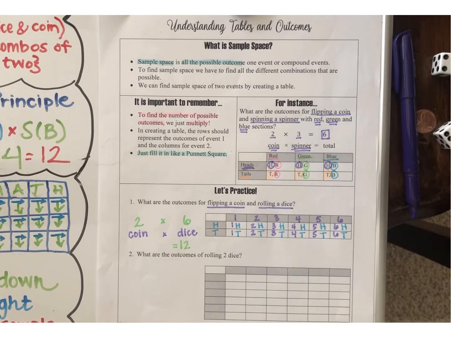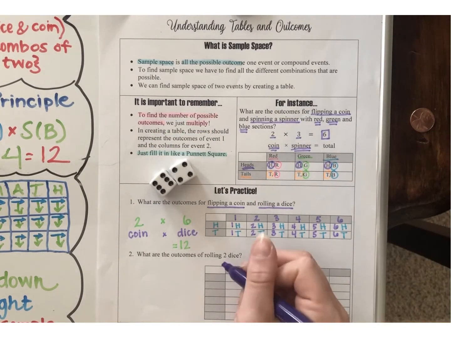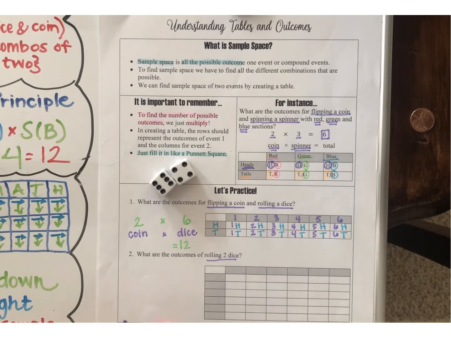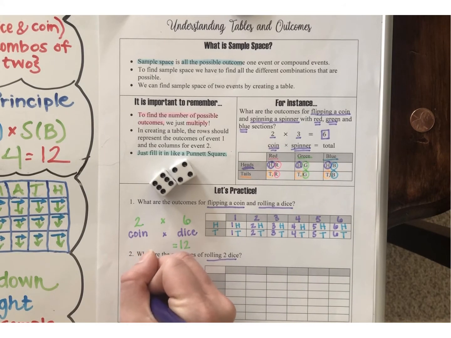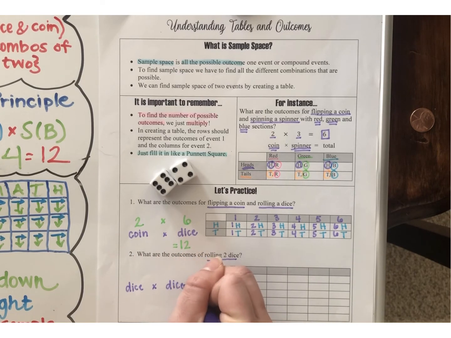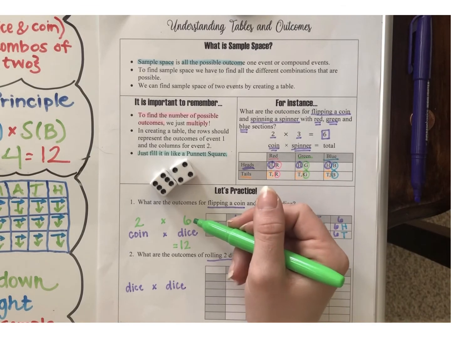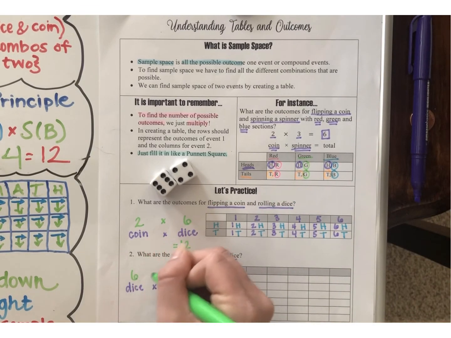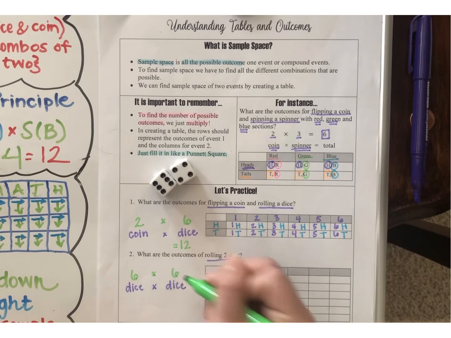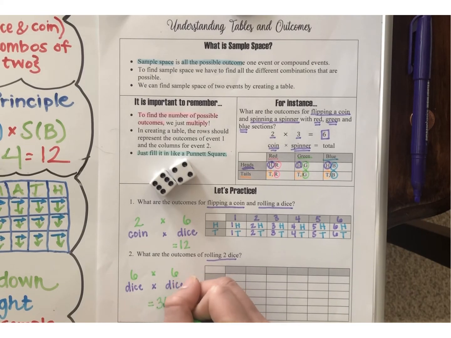Looking at number 2, what are the outcomes for rolling 2 dice? I have 2 dice here just for you to see. Okay, if we're rolling 2 dice, that means the 2 events that are happening are dice and dice. As we stated up here, each dice is going to have 6 different options for rolling. So our total number of outcomes for question 2 is 6 times 6, which equals 36.